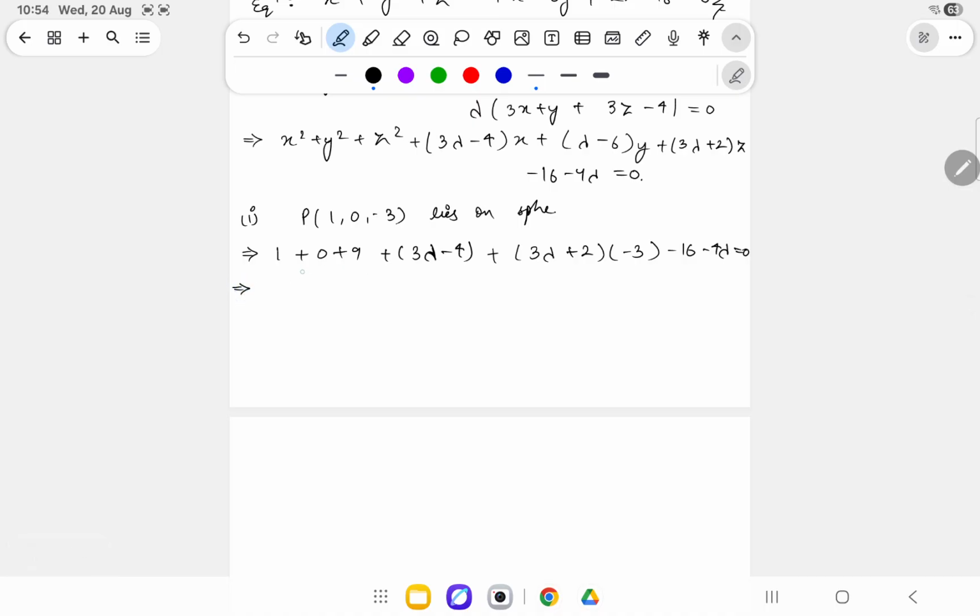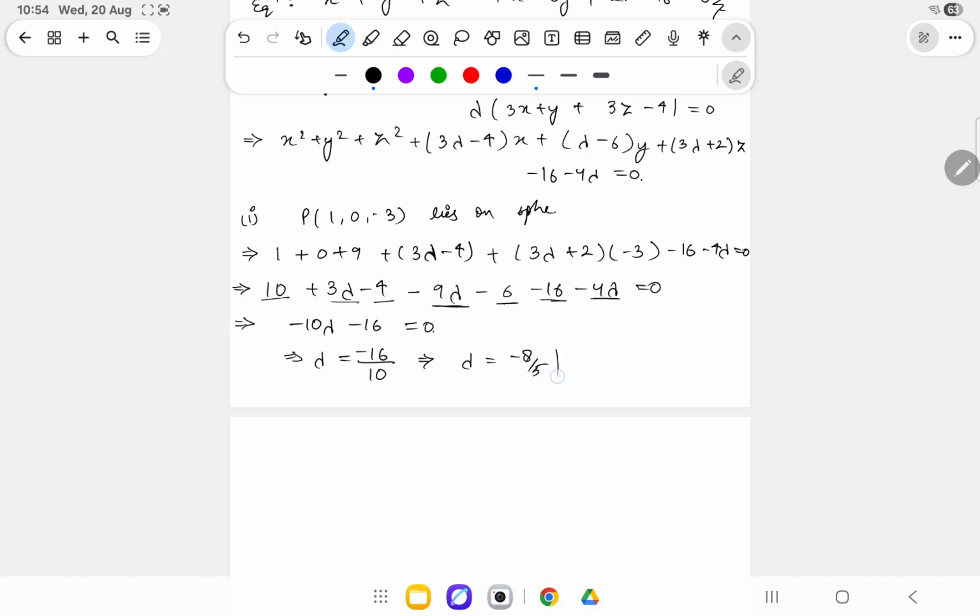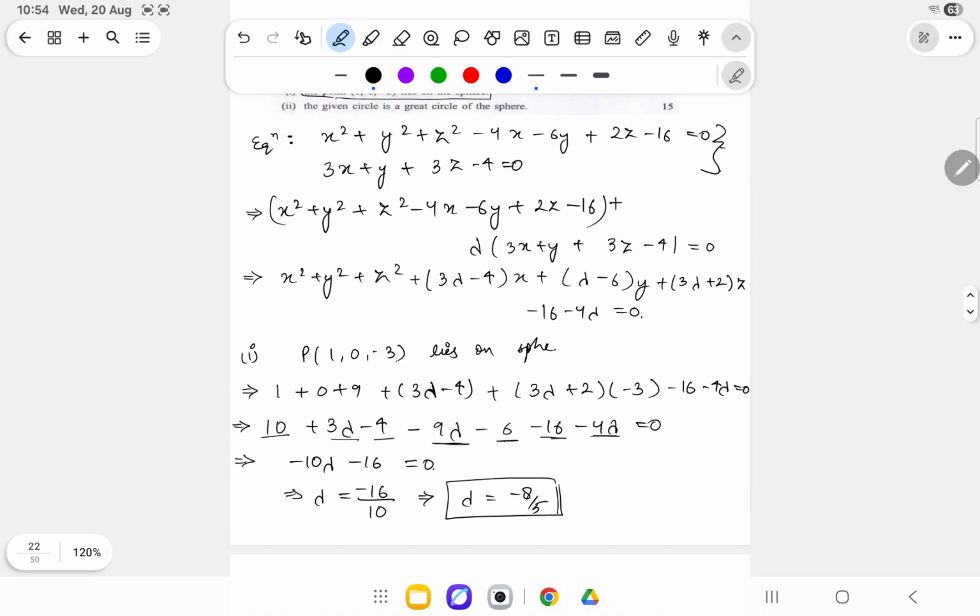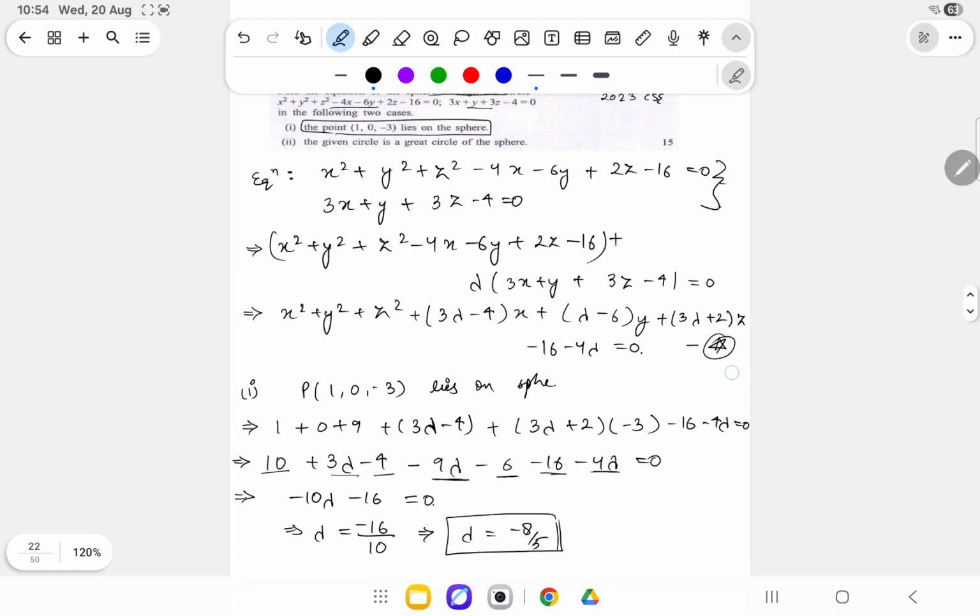If I further simplify it, I'll get 9 plus 1, 10, plus 3 lambda minus 4 minus 9 lambda minus 6 minus 16 minus 4 lambda equals 0. On further simplifying, 10 minus 4 is 6, 6 minus 6 is 0, minus 16, minus 10 lambda equals 0. So from here I got lambda equals minus 16 by 10, which is lambda equals minus 8 by 5. I can just substitute the value of lambda in this equation star to get the equation of the sphere.